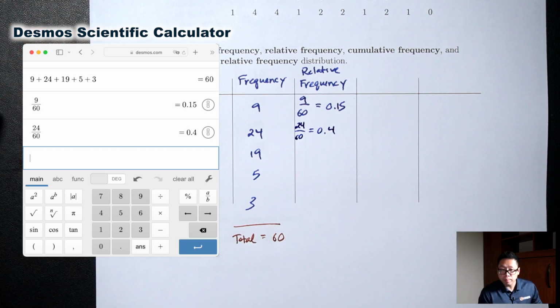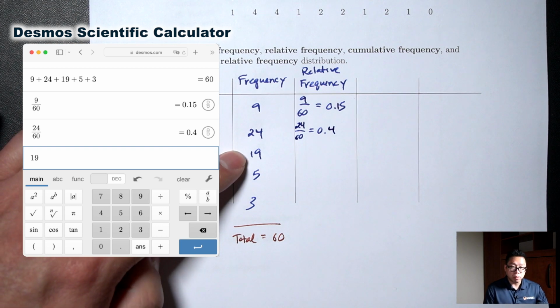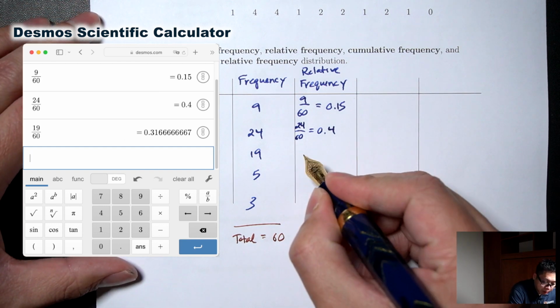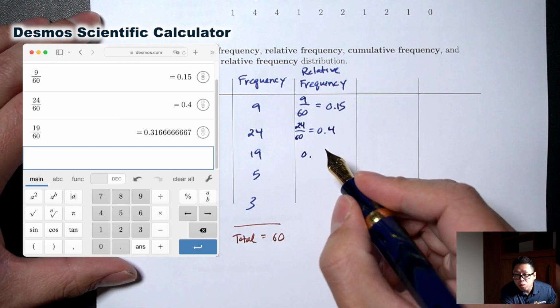And I get 0.4. Next up, 19 divided by the total. So 19 divided by 60. Here I do get a long decimal. Remember, we're going to round to 3 decimal places. This is 0.317.